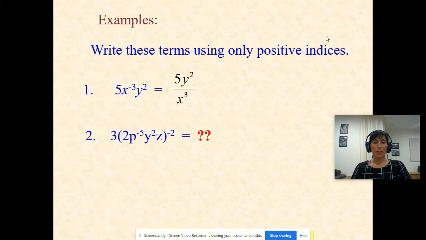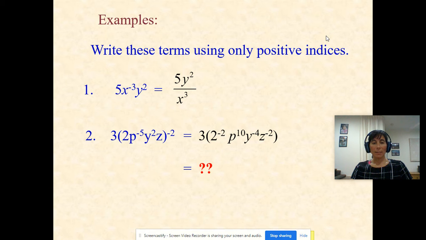Second example, 3 times 2p to the power of negative 5, y squared z, all to the power of negative 2. So what do we do first there? What we'd look to do first of all is just to take that negative 2 power and apply it to everything inside the brackets, assuming of course that there's nothing we can simplify, which there isn't.